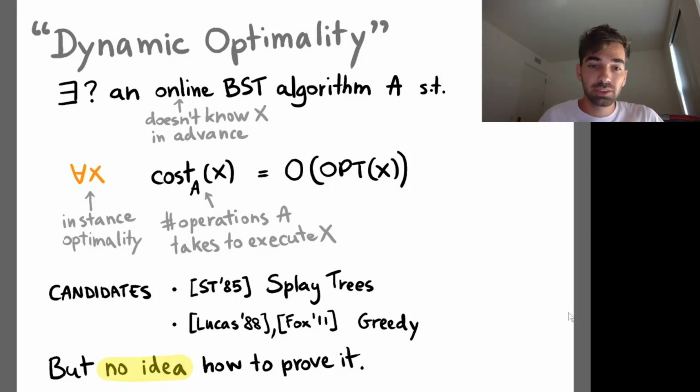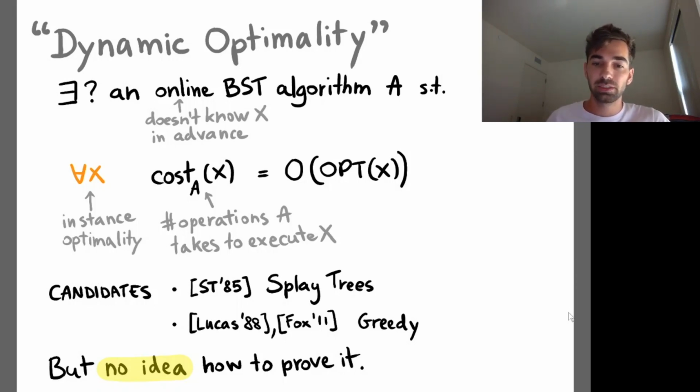And surprisingly, there's not just one, but even two candidates that are conjectured to be dynamically optimal. The first one is splay trees, which was introduced by Sleator and Tarjan in '85. And in that same paper, they already conjectured that splay trees are dynamically optimal.